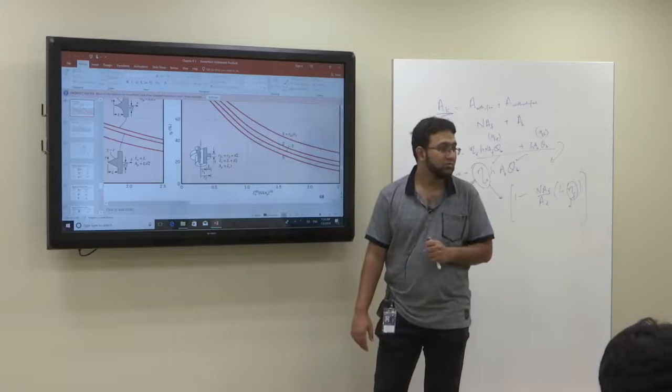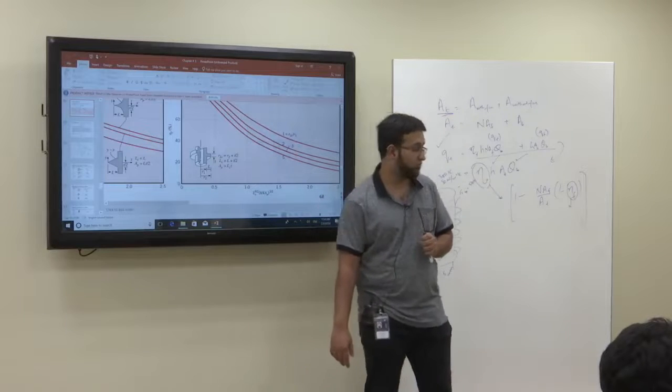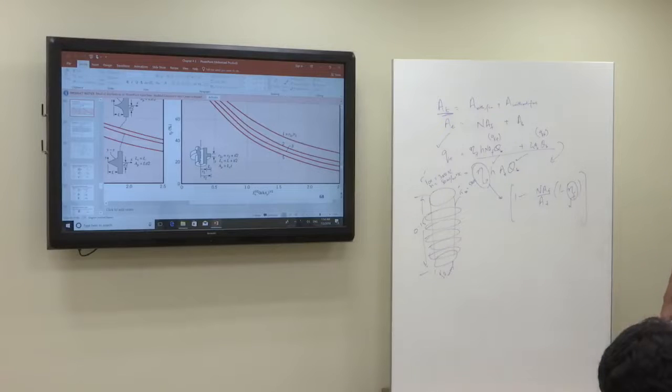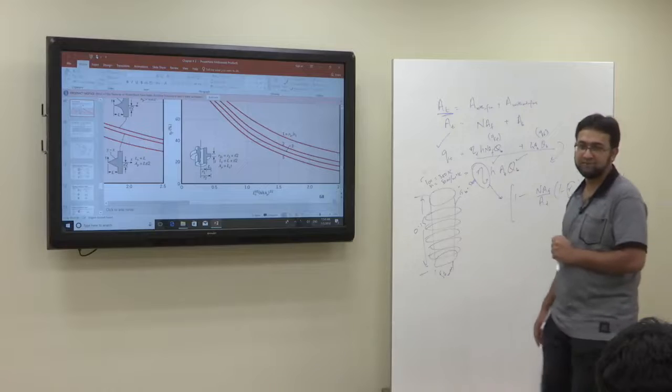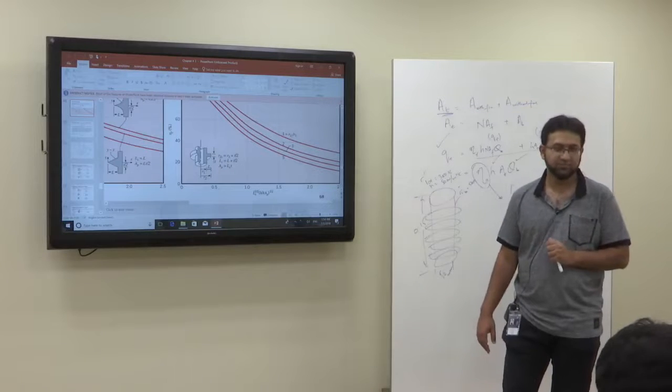Which temperature, 300 or 500? What temperature should we use? What do you think? Will you take the average? Average. Is it clear?